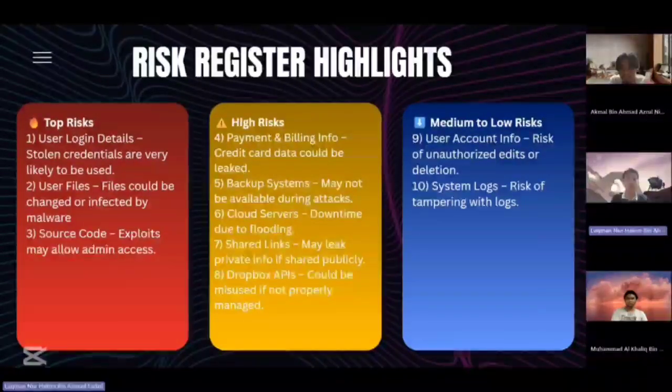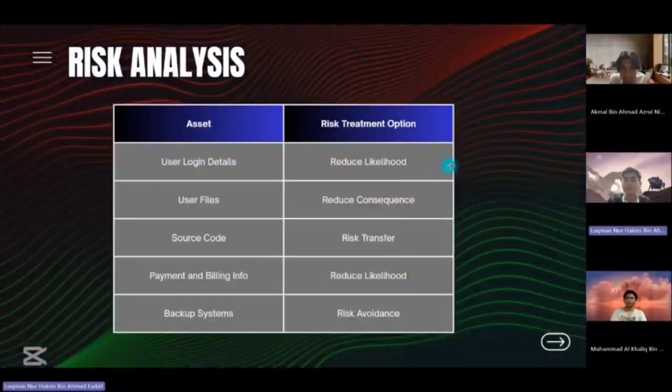Moving on to the next one, the risk register highlight. These are the outcomes of the risk register that we have done. We have categorized the risks according to their risk level and their likelihood and ranked each of them to know which assets we have to give attention to. Moving on to the next one.